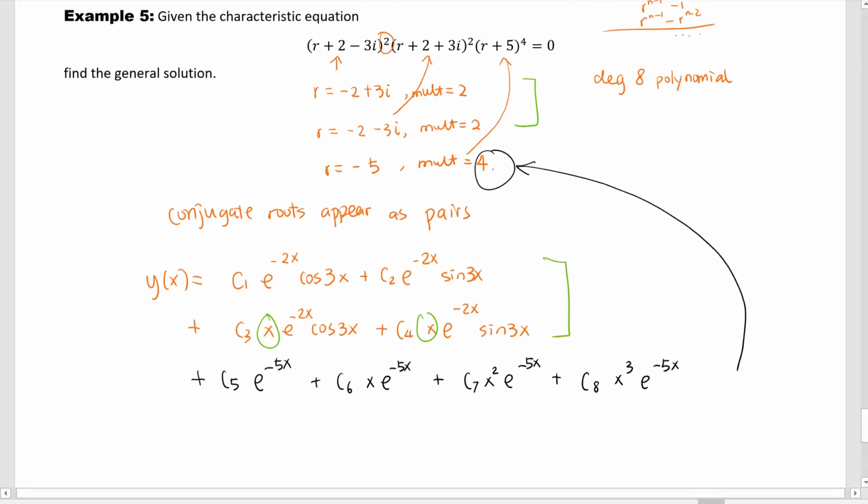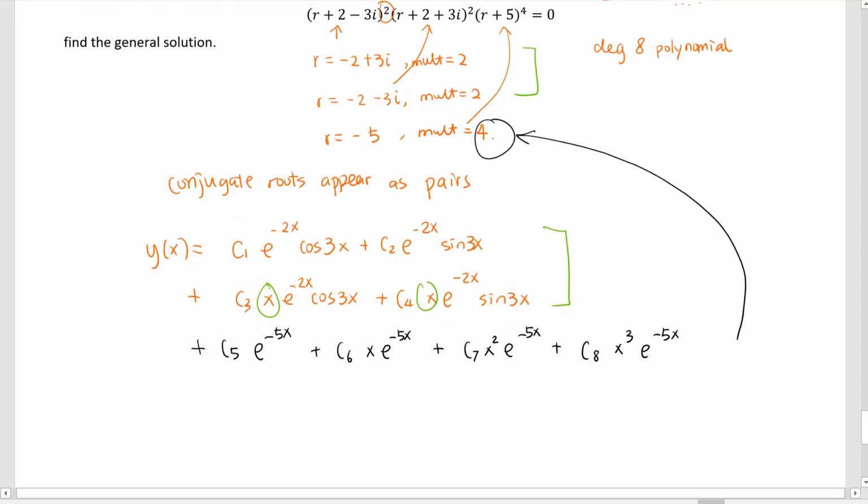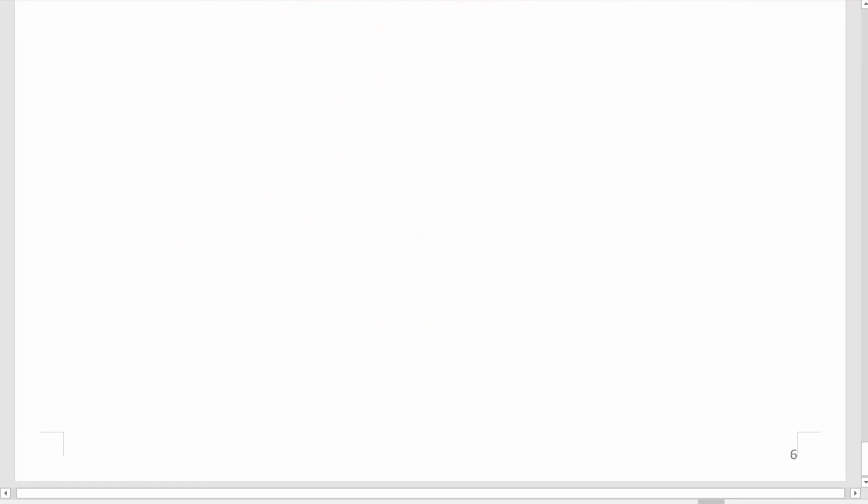Okay, and so this is how, based on the factorization of the characteristic equation, we set up our general solution. And that's it for this session.